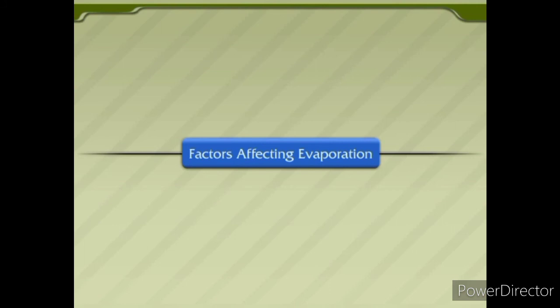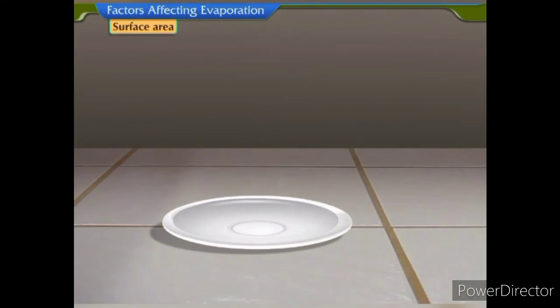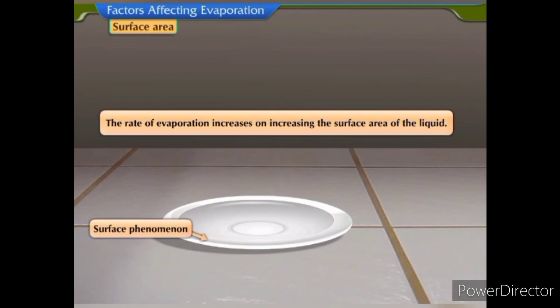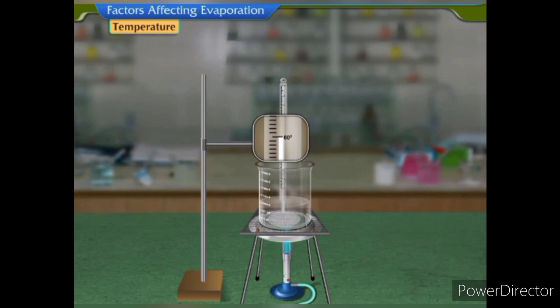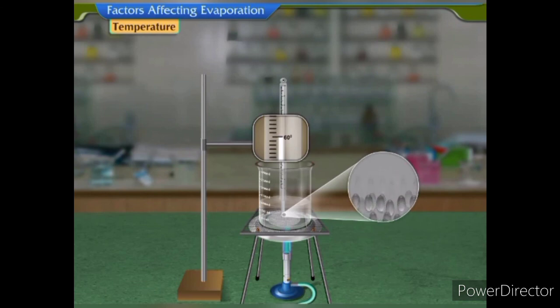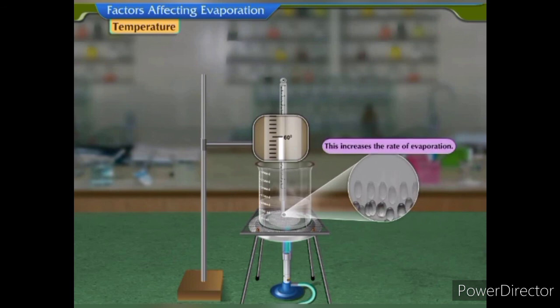Factors affecting evaporation. Surface area. Since evaporation is a surface phenomenon, the rate of evaporation increases on increasing the surface area of the liquid. Temperature. The rate of evaporation increases on increasing the temperature. When a liquid is heated, more particles of the liquid get enough kinetic energy to change into the vapor state. This increases the rate of evaporation.